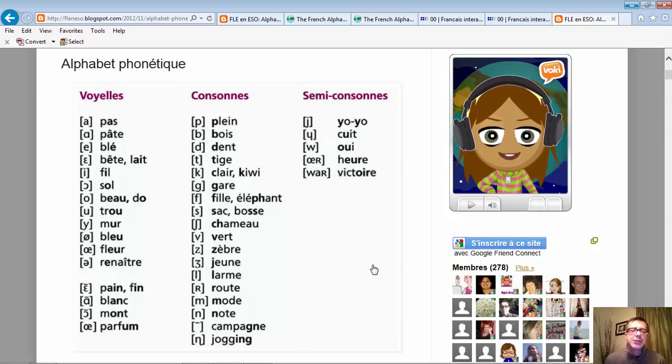Next one is jeune, right? So like in Jacques or Gigi. Next one is larme, and the next one is the problem sound that people always get scared of in French, and it's the R sound. It's actually not just one R sound in French. There are several different R sounds, and people make different R's depending upon what kind of French they speak.